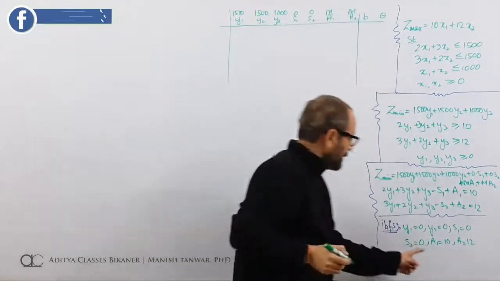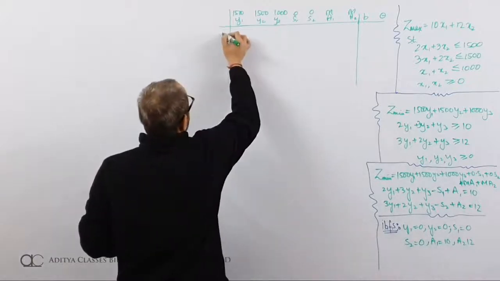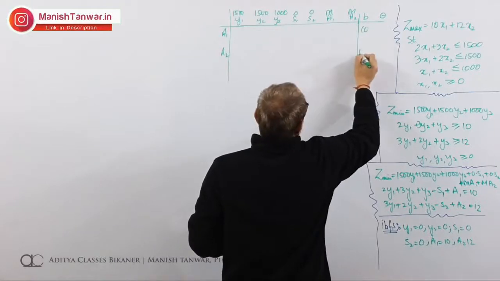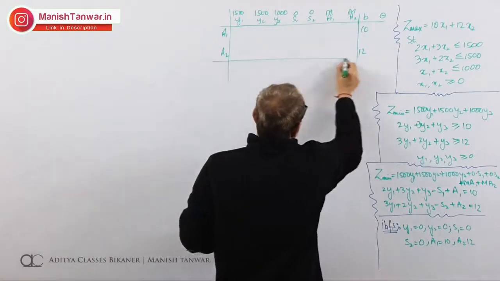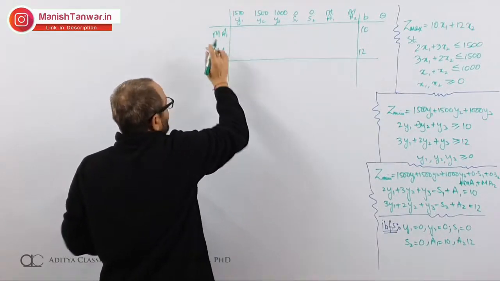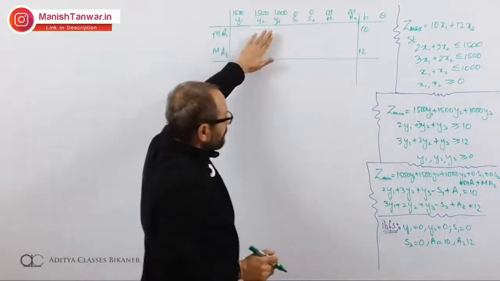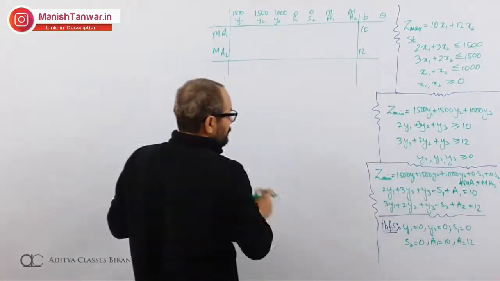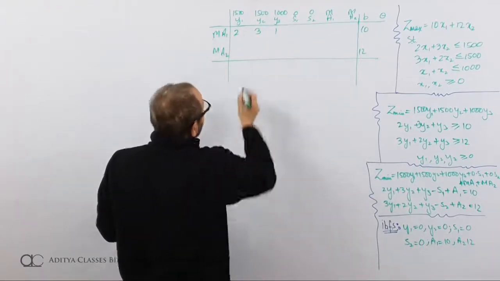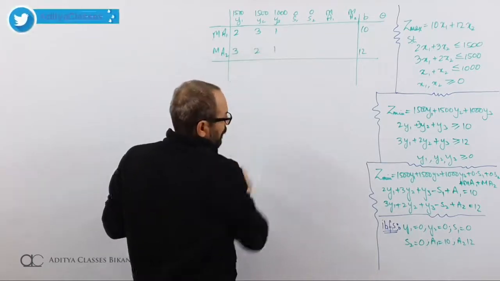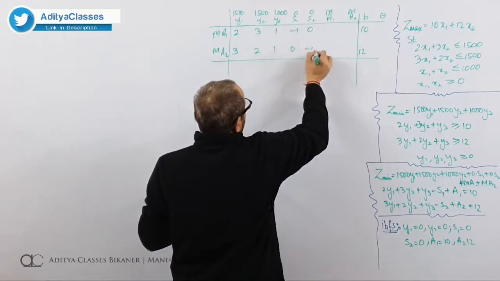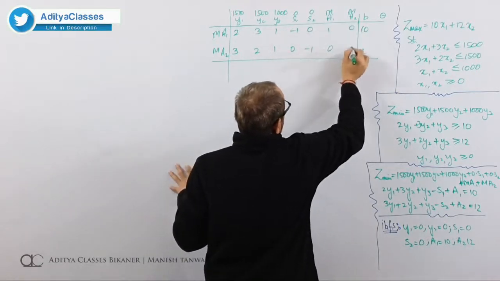What is the IBFS? A1 is equal to 10, A2 is equal to 12. What are contributions of A1 and A2? Contributions are M. Let me put these constraints over here. We have 2, 3, 1. Next one is 3, 2, 1. Then there is minus 1, 0, 0 and minus 1. Then there is a 1, 0, 0 and 1.